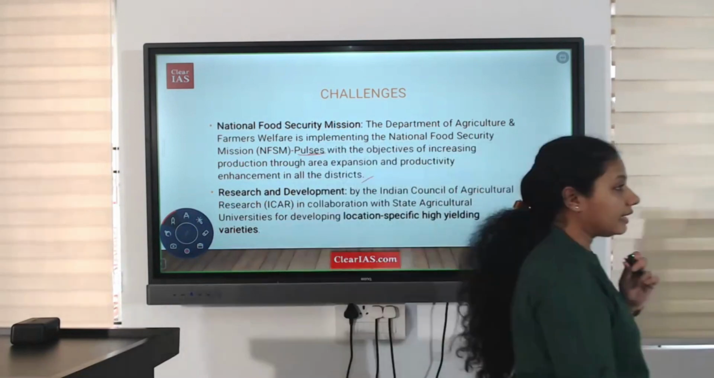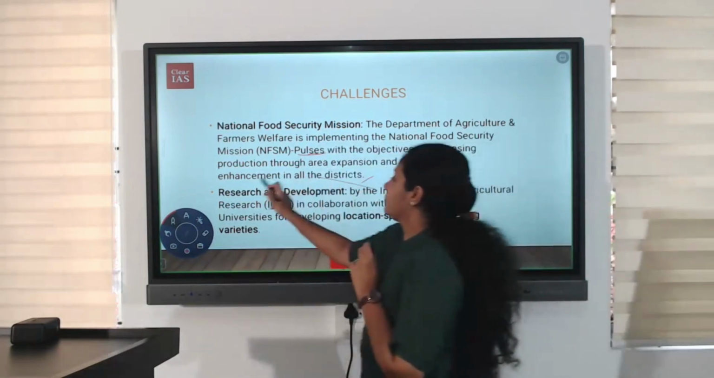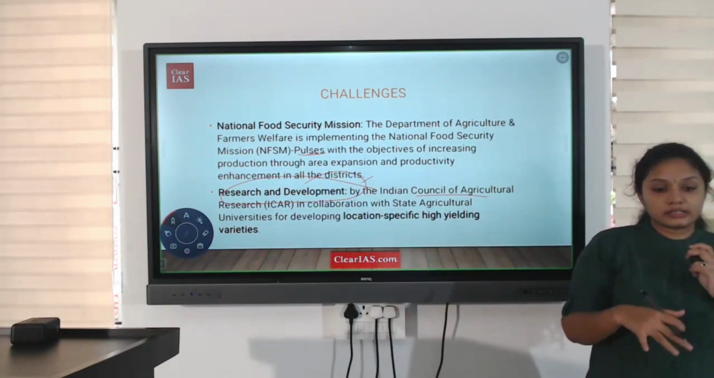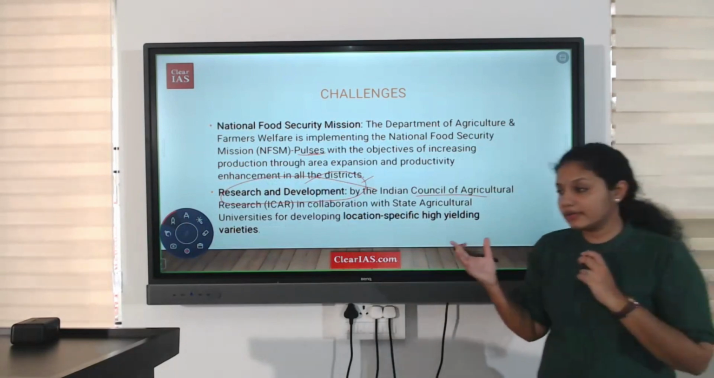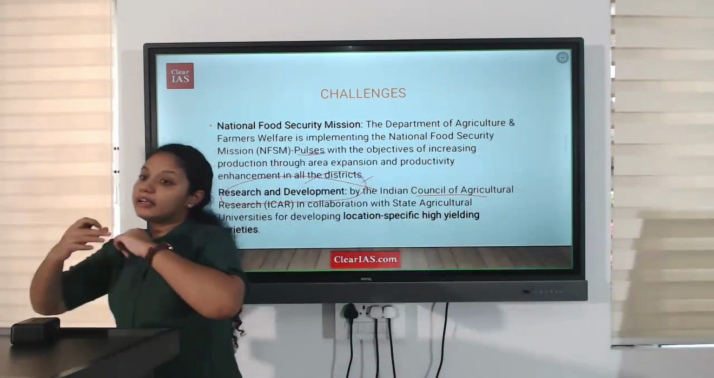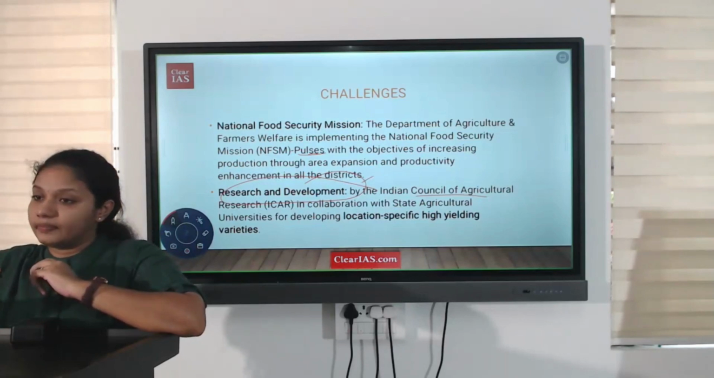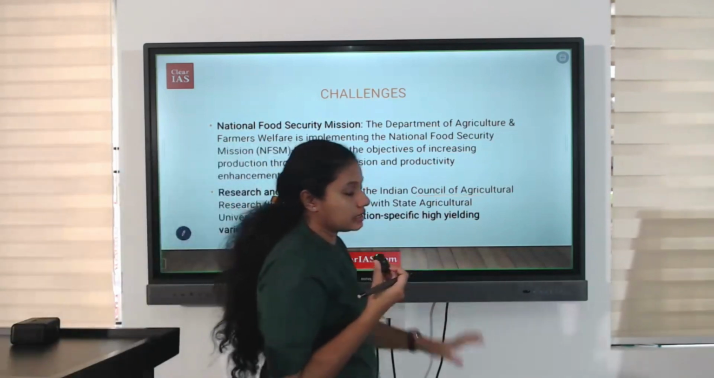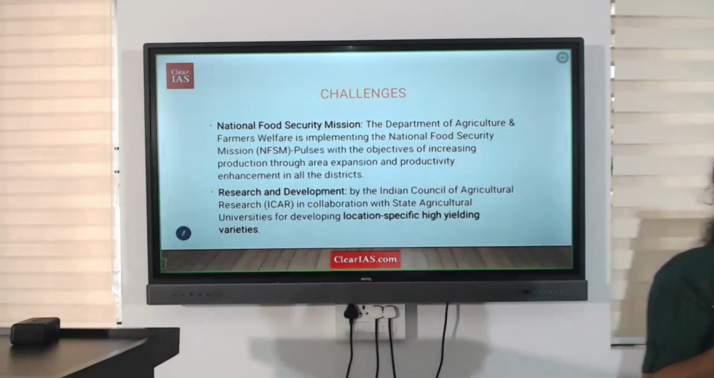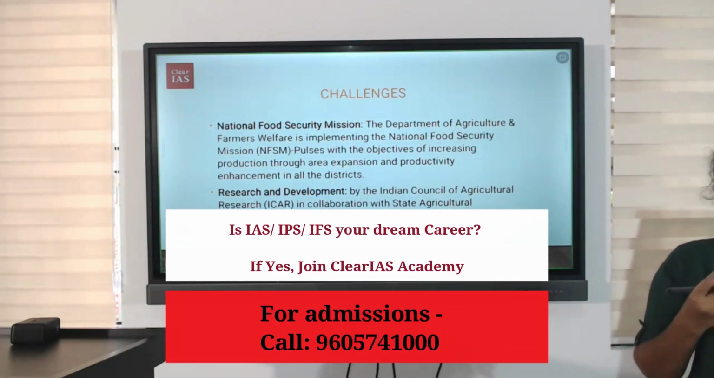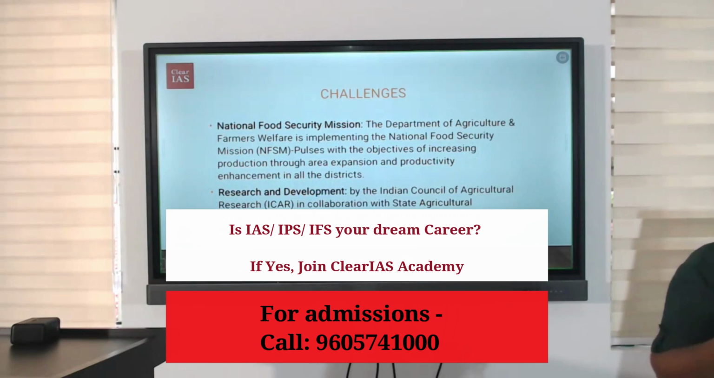Next one is research and development by ICAR, Indian Council of Agricultural Research, along with the state agricultural universities, which are developing the high yielding varieties of pulses which can be cultivated in certain areas. Means there can be increasing high yield varieties which are locally adaptable. These are some of the initiatives of the government to improve the pulses. One is PM Asha. Then the next one is Rashtriya Krishi Vikas Yojana, National Food Security Mission for pulses, then research and development, etc.